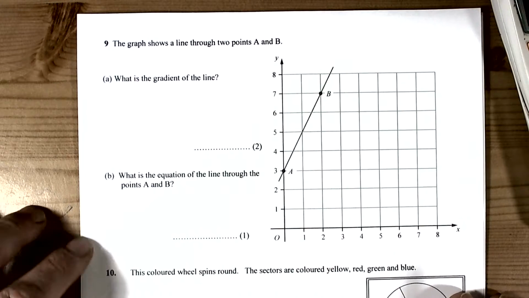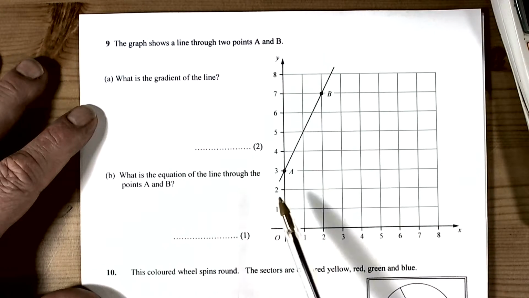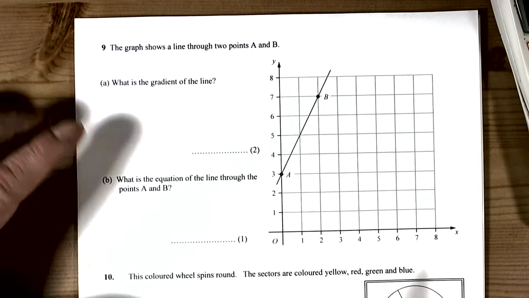Okay, so we're going to look at questions involving graphs, straight line and quadratic. We're going to start off with a straight line graph, and it's asking us to find out the gradient and then the equation of the line.